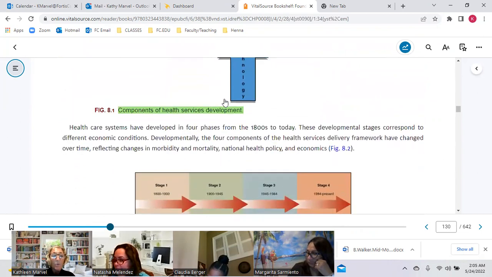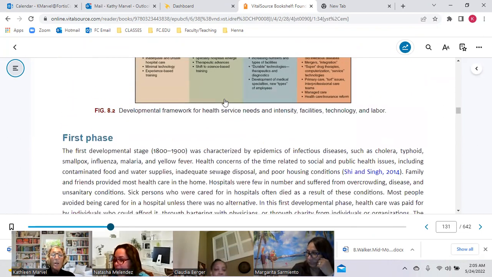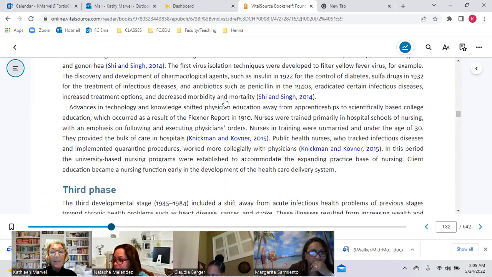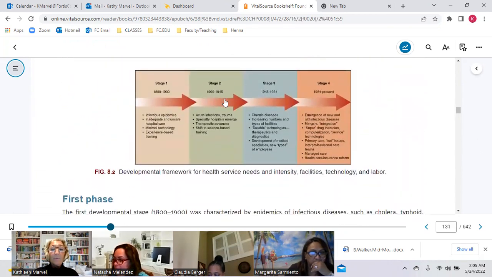And then it goes through the phases. And this is all a historical perspective. You don't need to worry about this, so I'm going to skip through this. But it is cool to read about if you're into history. It starts in the 1800s.